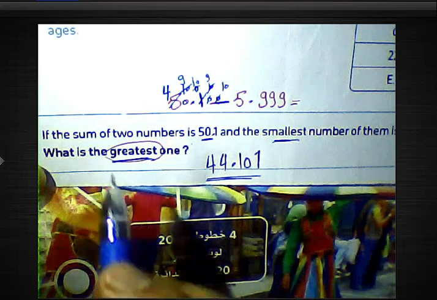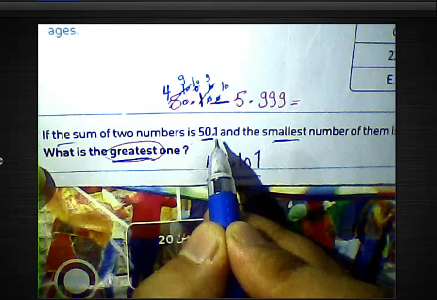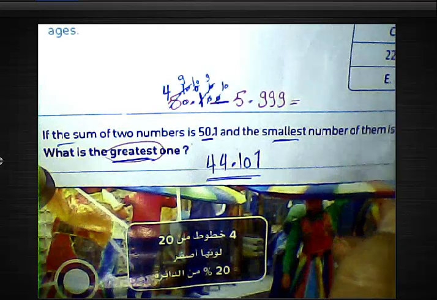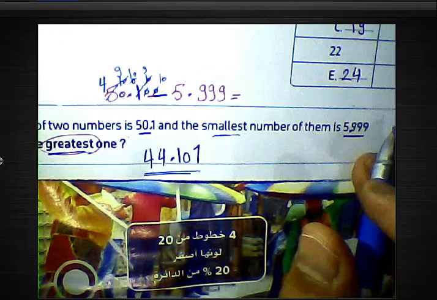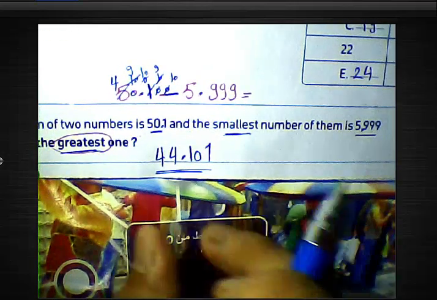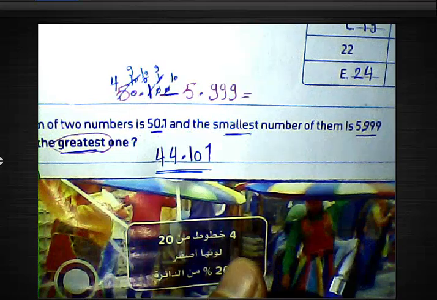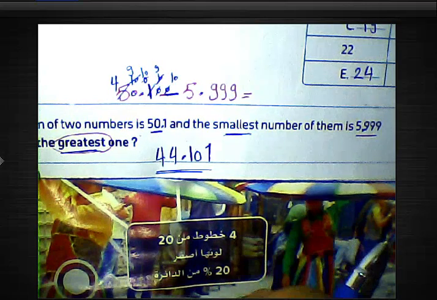Again, the sum of two numbers is 50.1. The smallest is 5.999. We want to find the greatest, so we must find the difference between them to find the greatest one.